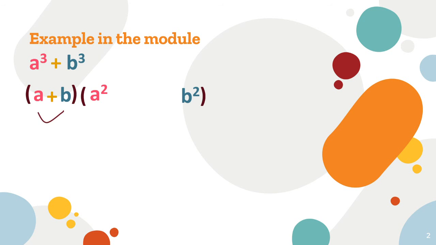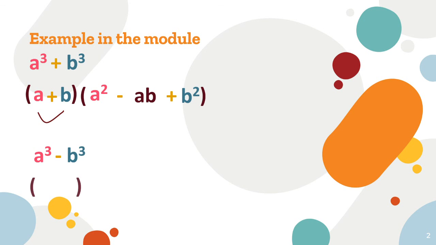So for the middle term, we will multiply the first and the second term of the smaller quantity. So a times b, that's ab. Then we will just put the opposite sign of the one in the smaller quantity. So this is positive, and we will write negative for the middle term of the trinomial factor. And b squared remains positive.